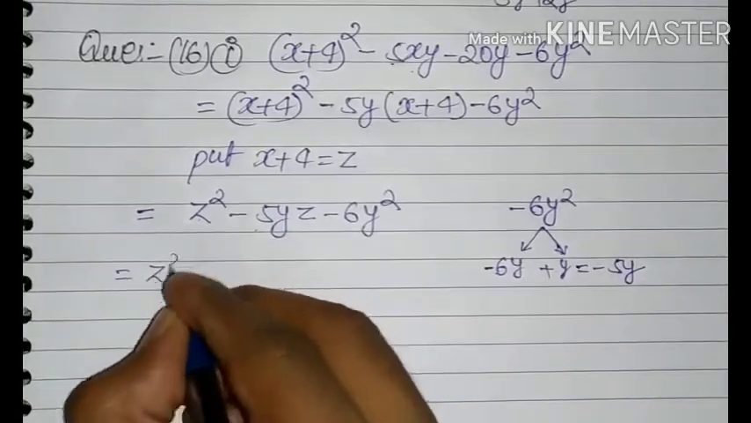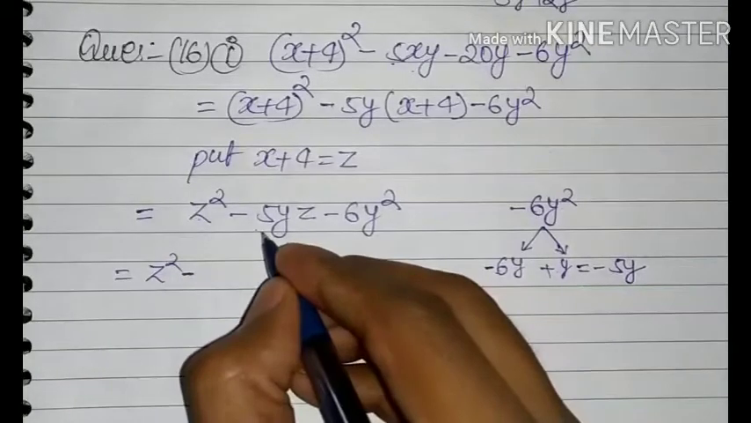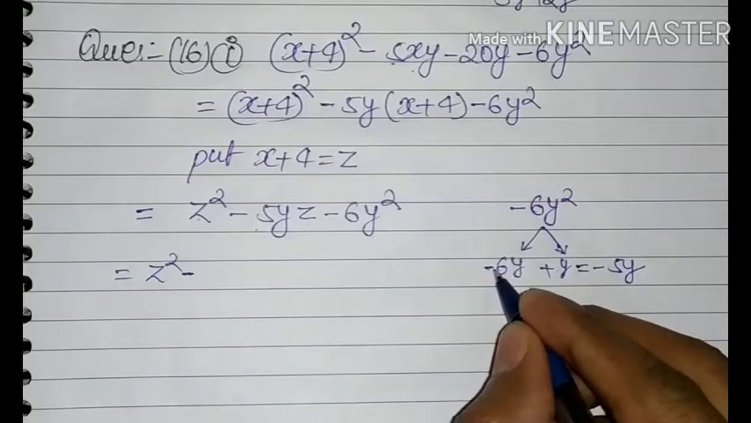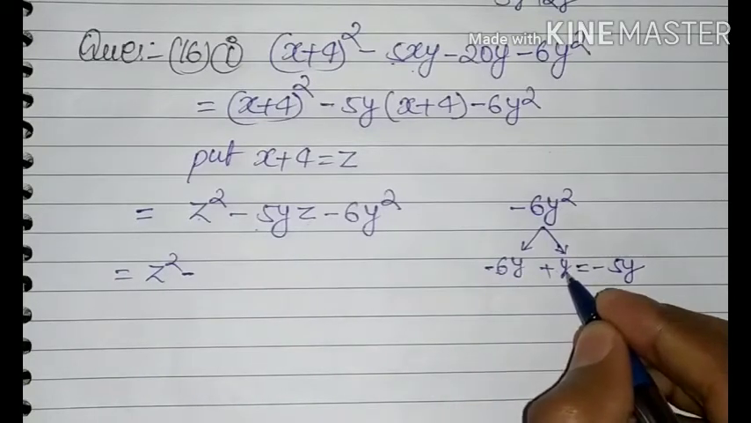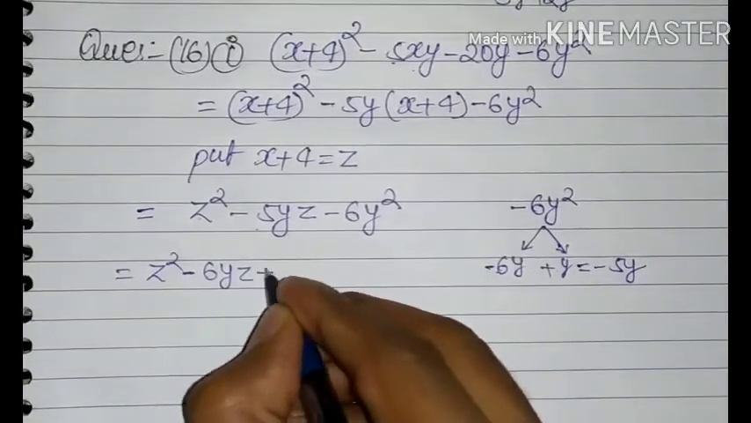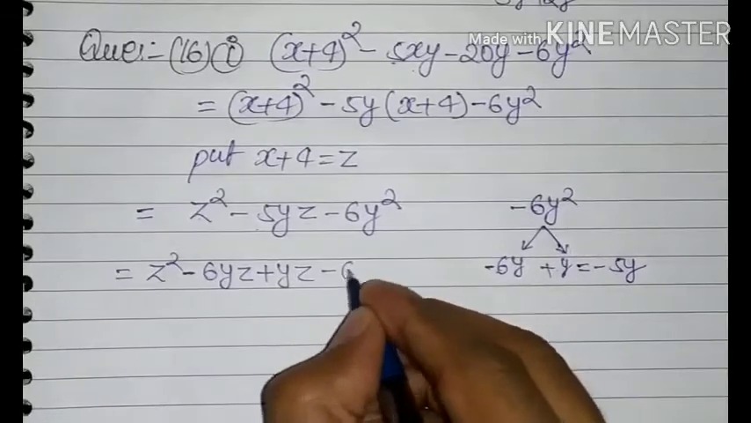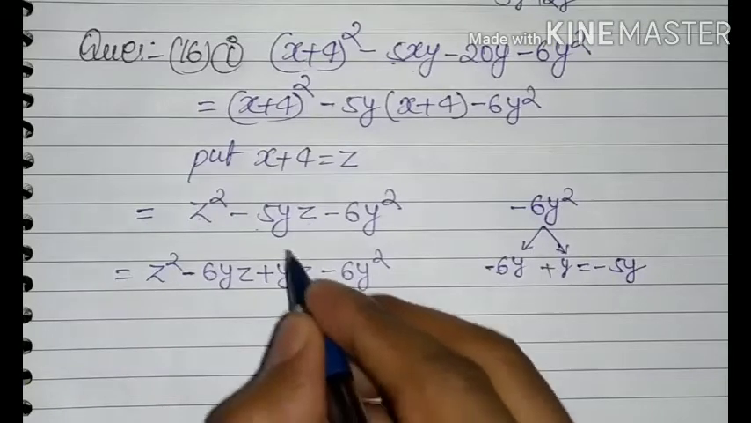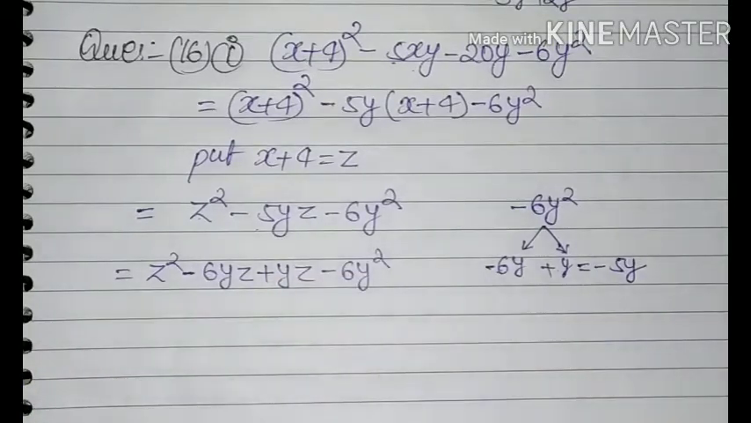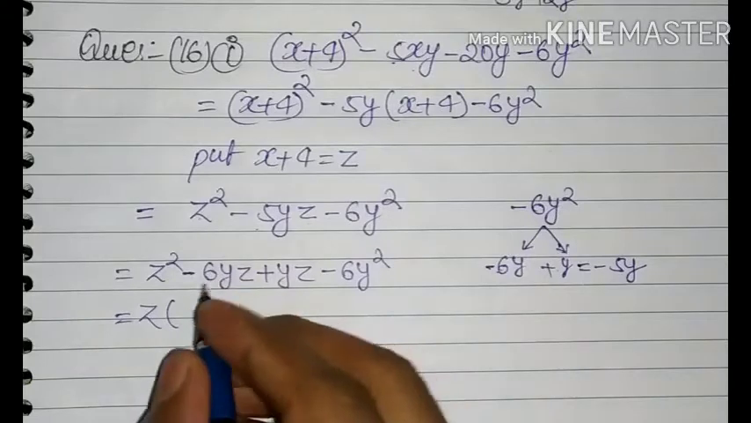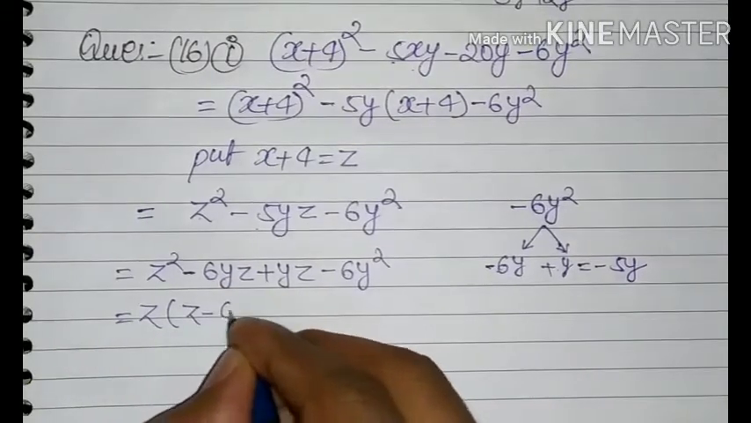Here is z square minus 5yz, and I'm going to write minus 5yz in the form of minus 6yz plus yz. So it is z square minus 6yz plus yz minus 6y square. Minus 6yz plus yz will become minus 5yz, and this is the correct statement. Again, taking z common from the first two terms, it will become z, z minus 6y.